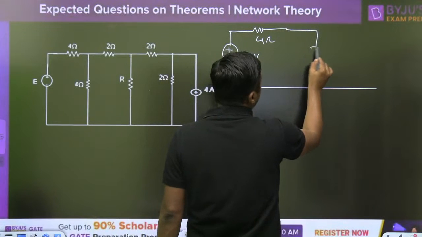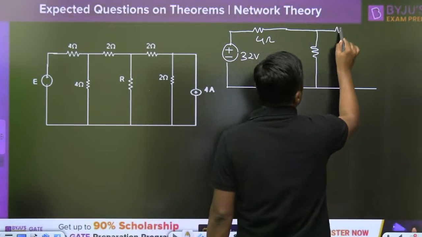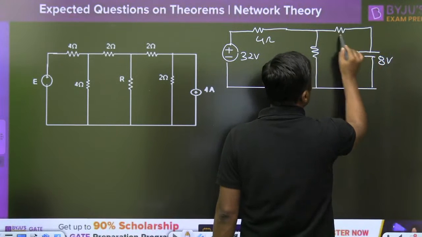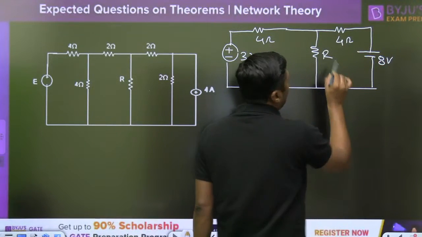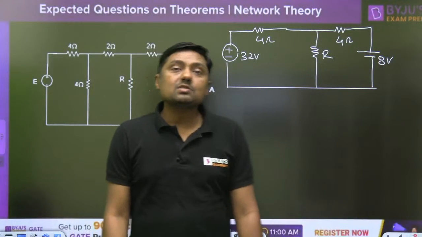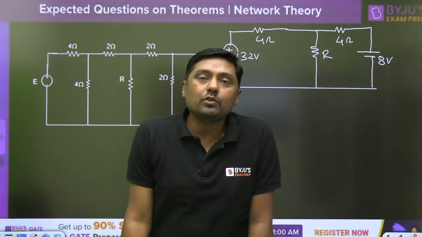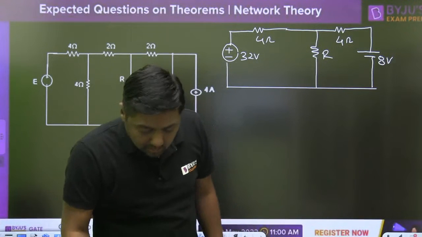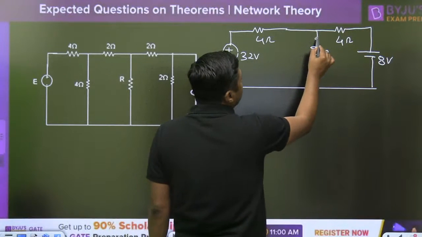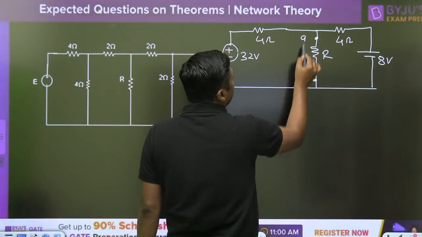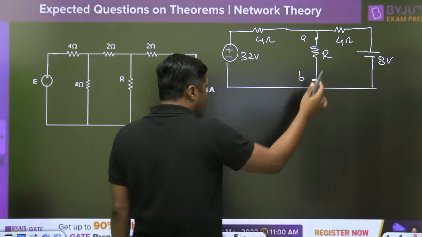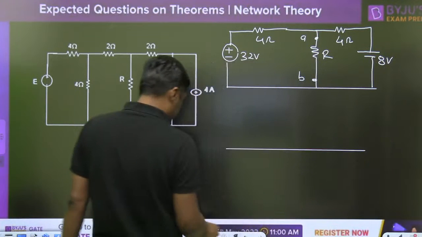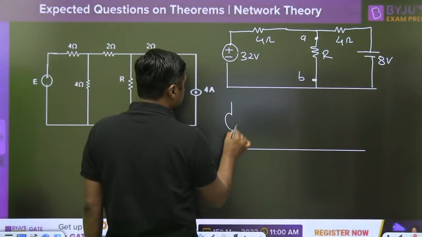Now here we are connecting the R, and the 8 volt. Now for the maximum power transfer theorem, you have to calculate the VTH and RTH across R. Then what is the value of VTH and RTH across A and B? First of all, make the R open circuit. What will be the RTH? Sorry, VTH.